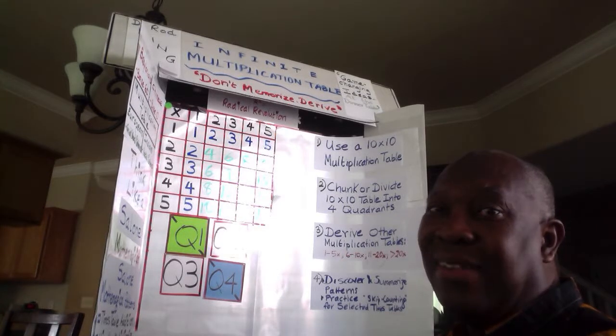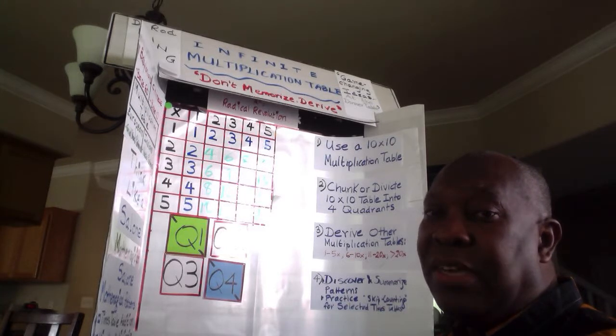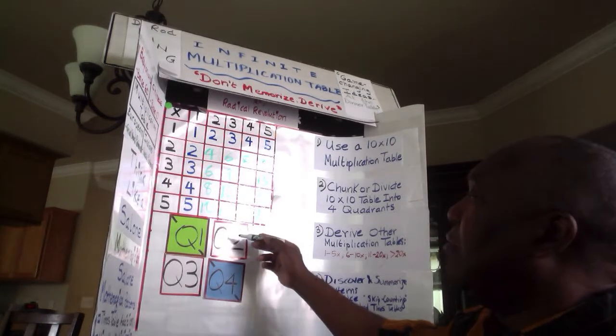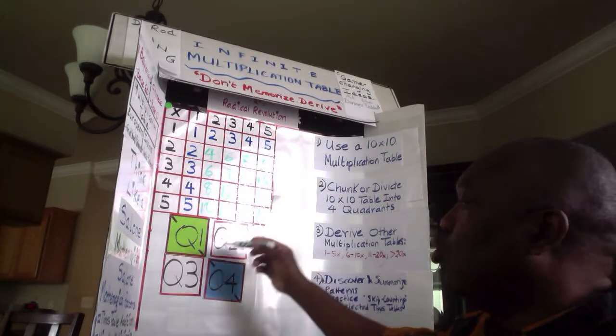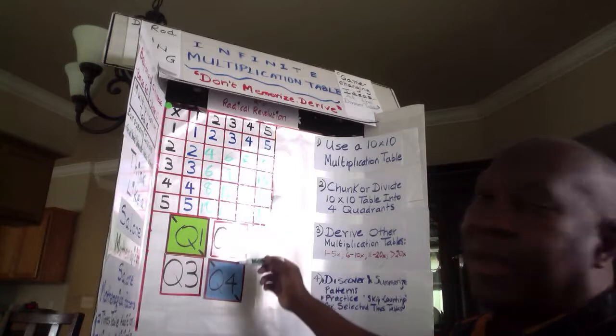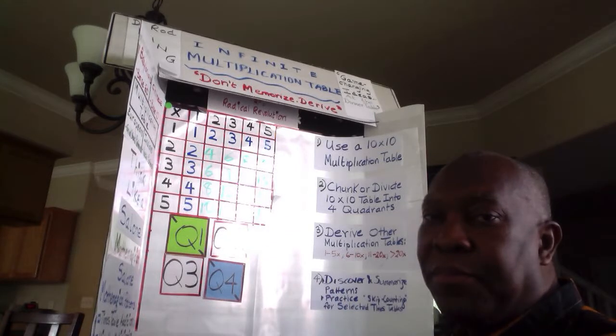In the next part of this series on the infinite multiplication table, we shall talk about how to derive the content for quadrant 2, quadrant 3, and quadrant 4.